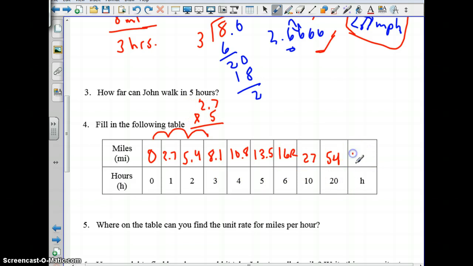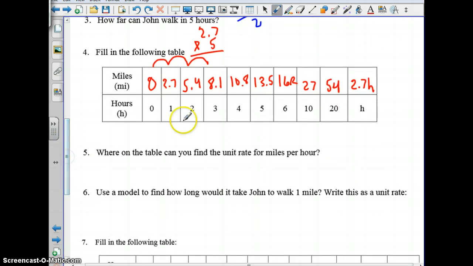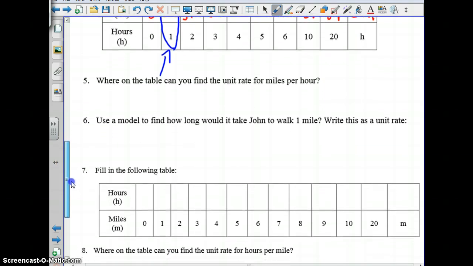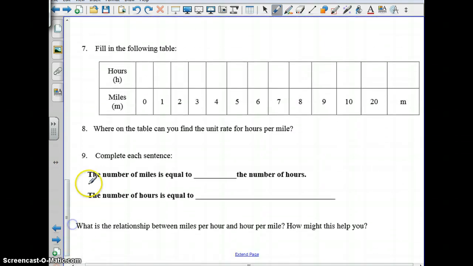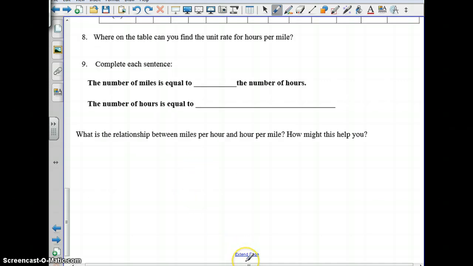So what we could write here is, since we're multiplying the hours by 2.7, we'll just put 2.7 times the number of hours. And that's the table. Then it says, where on the table can you find the unit rates in miles per hour? Well, I go to 1 hour. The unit rate is for 1, so that would be right here. So that's where we would find the unit rates. It's the second number on the chart. And just leave this blank. Let's not worry about that just yet.